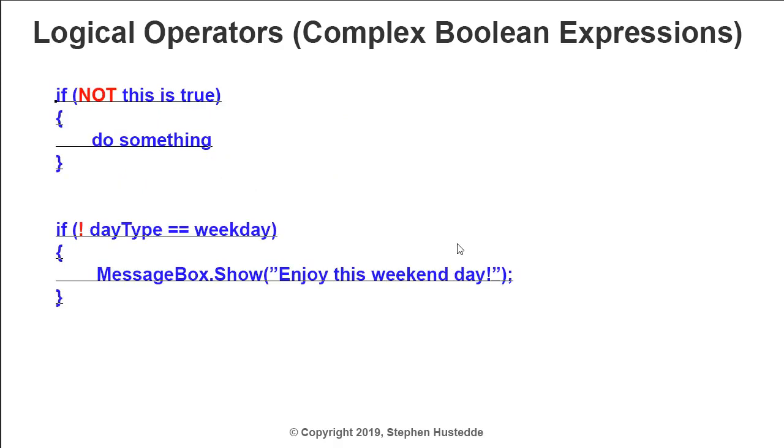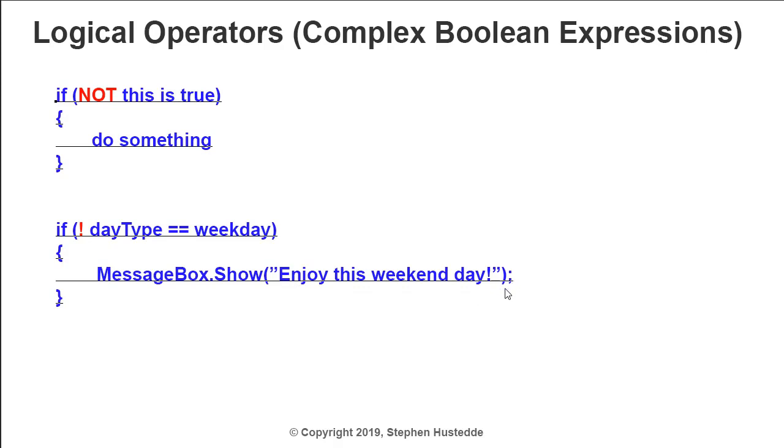And then we have the not operator. And the not simply makes a true statement false or a false statement true. Obviously, if something's not true, it's false, and if something's not false, it's true. So the not operator comes before the expression, although we've used the not operator in the not equals Boolean operation. But if not this is true, do something. Now, it's not good grammar, but this is how it would be written. And so an example here would be, if not day type equals weekday, then the message box we would show is enjoy this weekend day.